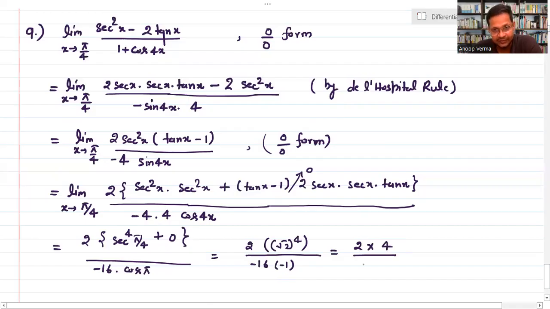So here you will have 16 plus, it means this is 8/16, which equals 1/2. So this is your answer of this limit. Okay.